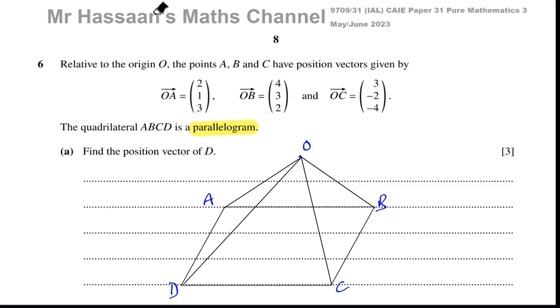So now, we know the vector OA is (2, 1, 3). I like column vectors, and they gave us column vectors, that's good. We know the vector OB is (4, 3, 2). We know the vector OC is (3, -2, -4). Let me just write that a bit neater.